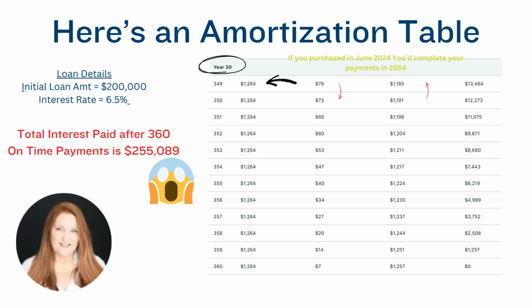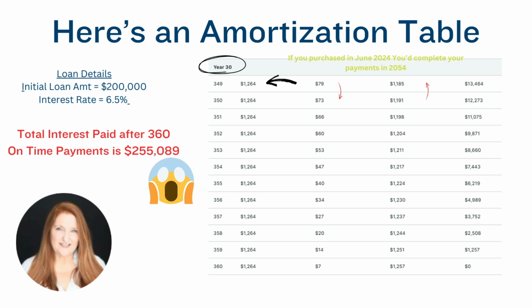So at the end of your payments, you're down to the last year. You're paying $1,264 a month still, only $79 in month 349 went to interest, while $1,185 went to paying down the balance. So look how aggressively you pay down that balance in the last 12 months. You get down to month 360 and only $7 goes to interest, $1,257 goes to principal, and you are paid in full.